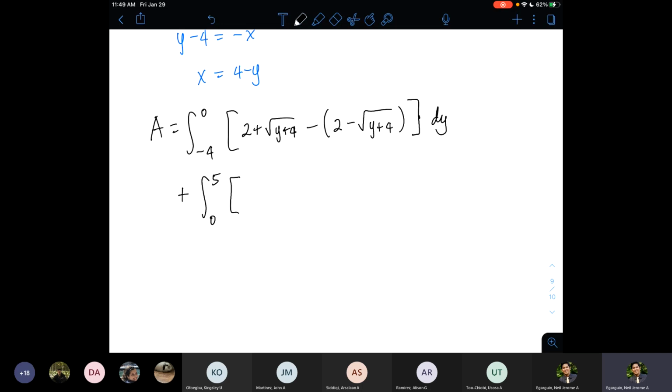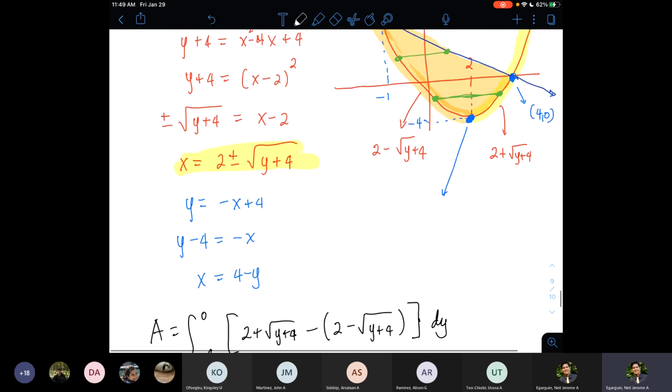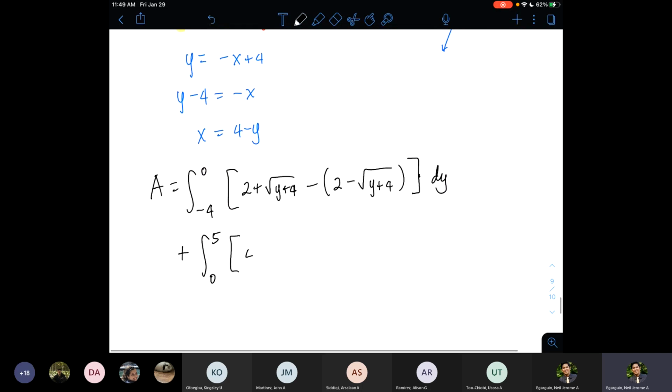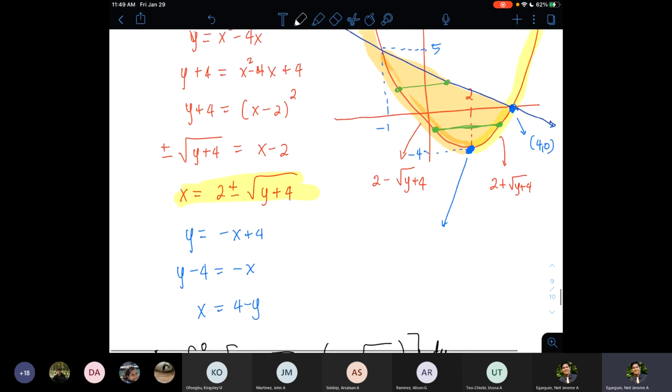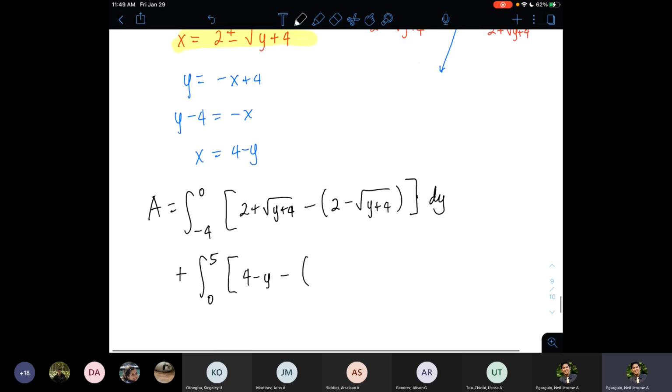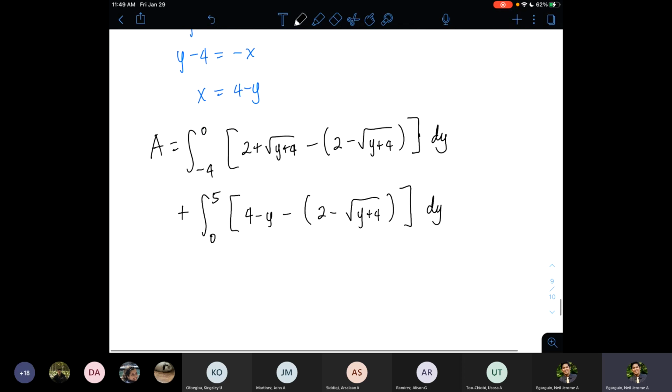And then I'll have the right function, which is the blue one. That's 4 minus y. Minus, I'll have what? I have the left parabola. And the left parabola is 2 minus root of y plus 4, dy. And if you calculate this, you're guaranteed to have the same answer, 125 over 6. But you see, it's much more involved and much more messy than the one using vertical strips.